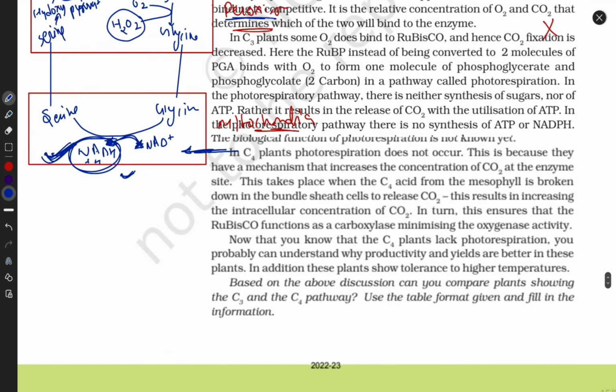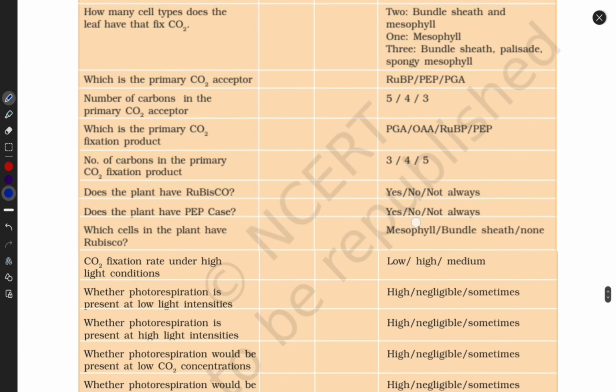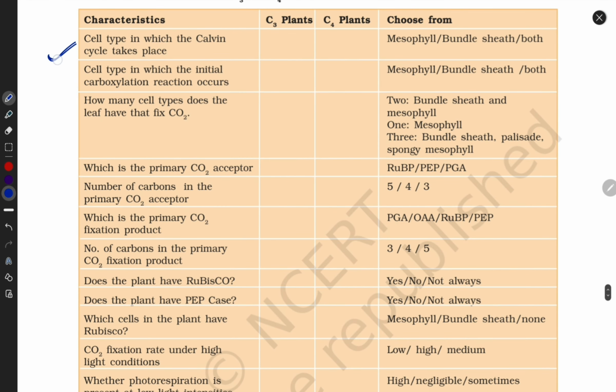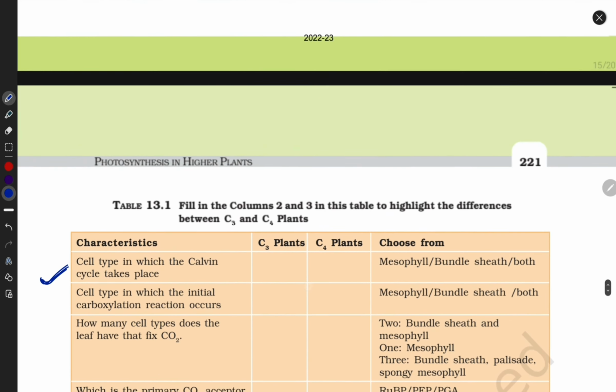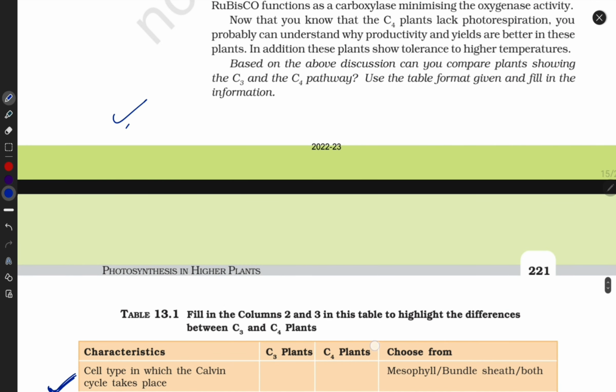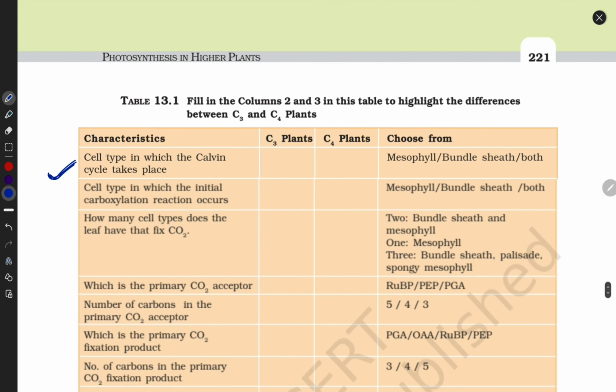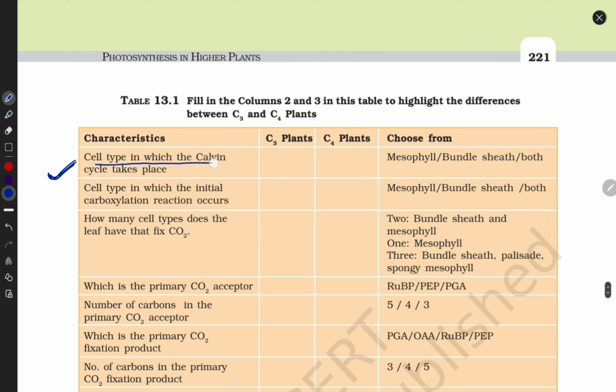And there are some factors, guys. This is the table for you. Remember, if you study deeply, then you can solve this. The first question is the cell type in which the Calvin cycle takes place, meaning C3. They are talking about the C3 cycle. Where does the C3 cycle occur? In C3 plants. Where is it performed? Of course, guys, in the mesophyll.